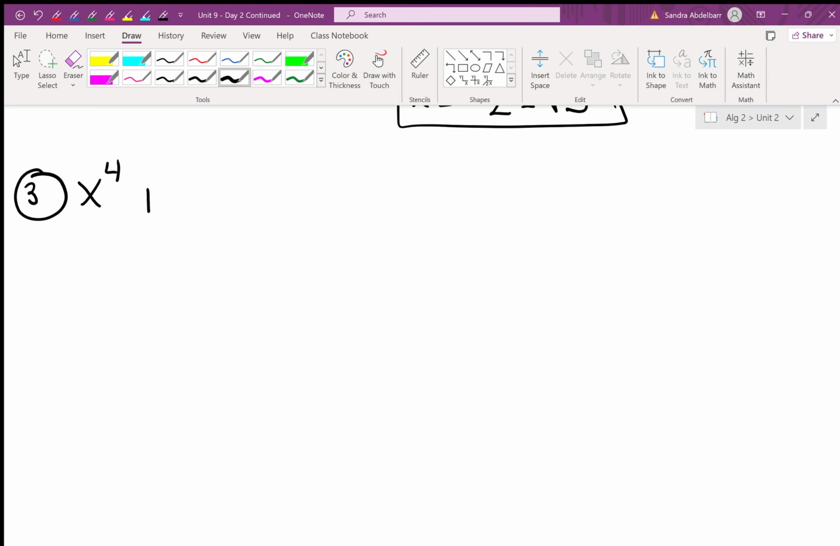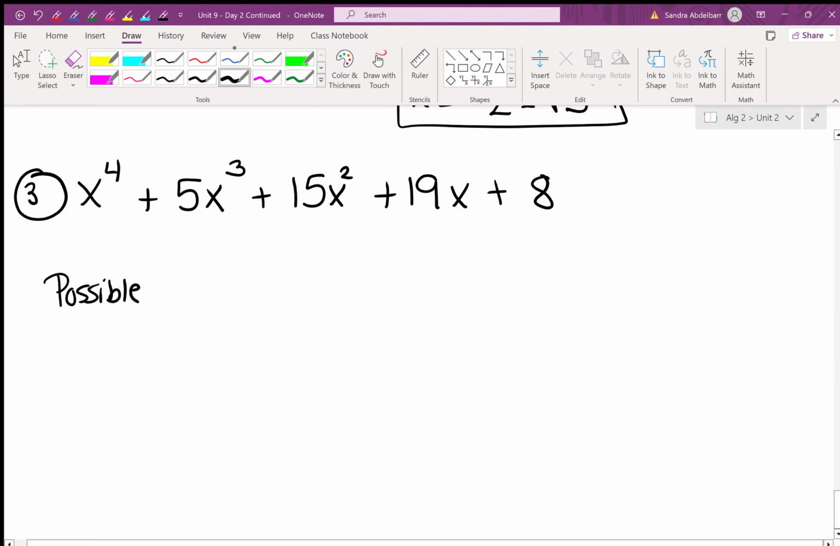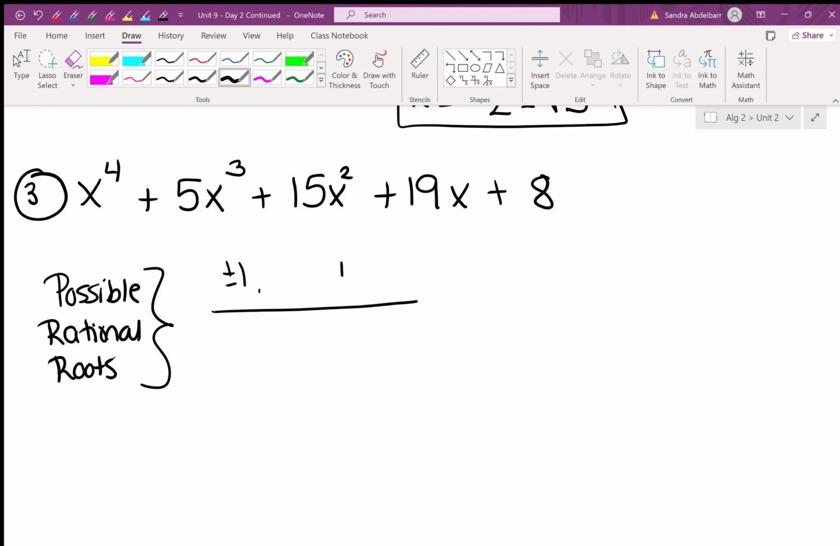X to the 4th plus 5x cubed plus 15x squared plus 19x plus 8. So where do we start off? Listing all the possible rational roots. So once again, we are plus minus 1, plus minus 8, plus minus 2, plus minus 4.